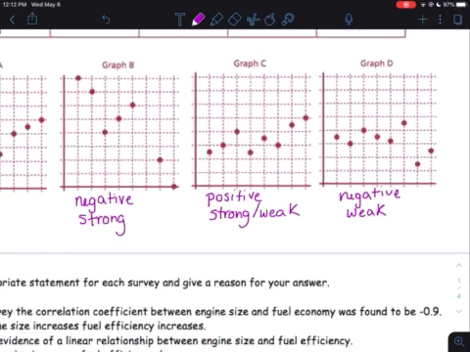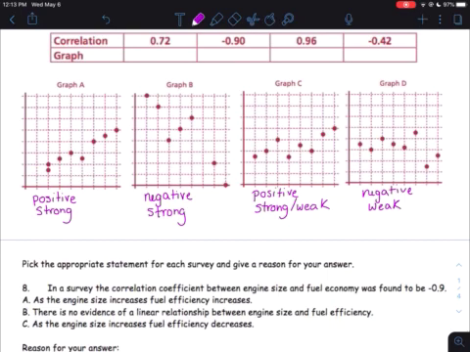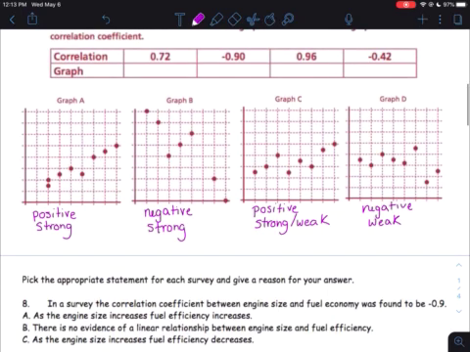So it's good to get an idea based on the graphs first before you start doing the process of elimination. So then I look at the correlations that I have, and one thing that jumps out to me is I have 2 positive and 2 negative, which is good because within the graphs, I have 2 positive, 2 negative. So I'm going to start with the 2 positive ones. So that's going to be graph A and graph C. And that's going to be 0.72 and 0.96.